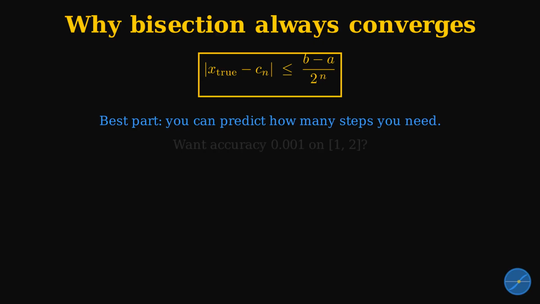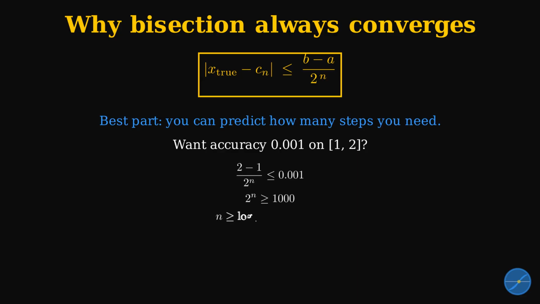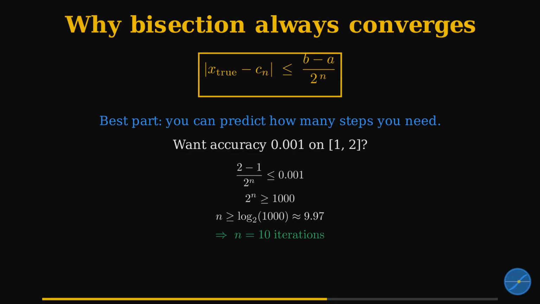Say you want accuracy of 0.001 on 1 to 2. Set the bound below 0.001, 2^n must beat 1000. Take a log, that's about 9.97. So 10 iterations is all it takes. You know before you even start.